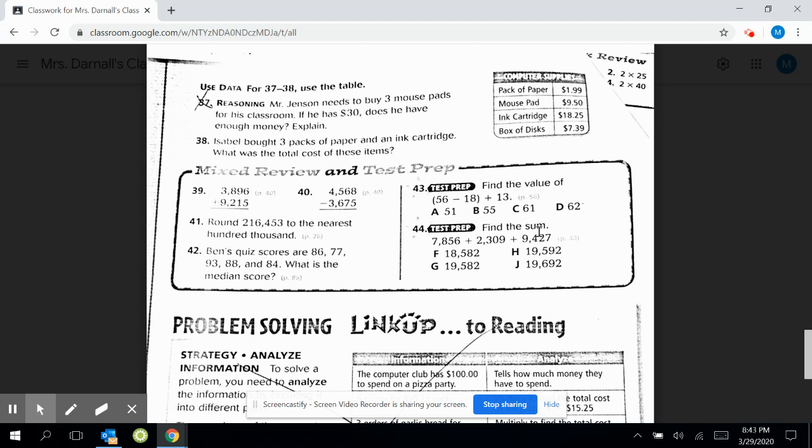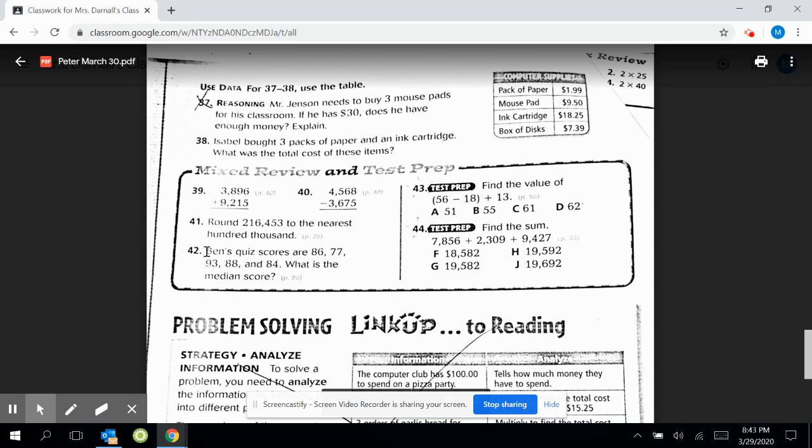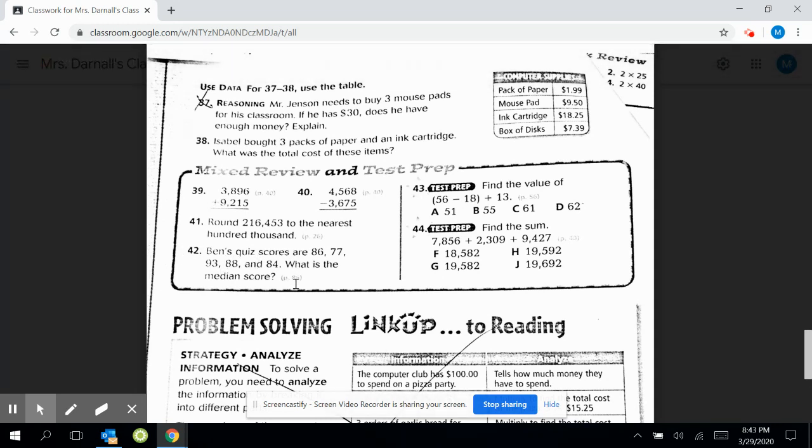I'm going to include a video to help you with this problem, because I don't know that we've talked about the median score yet this year, and I see that you have a question about that on there. So I'm going to include another video that you can watch to help you answer that question.